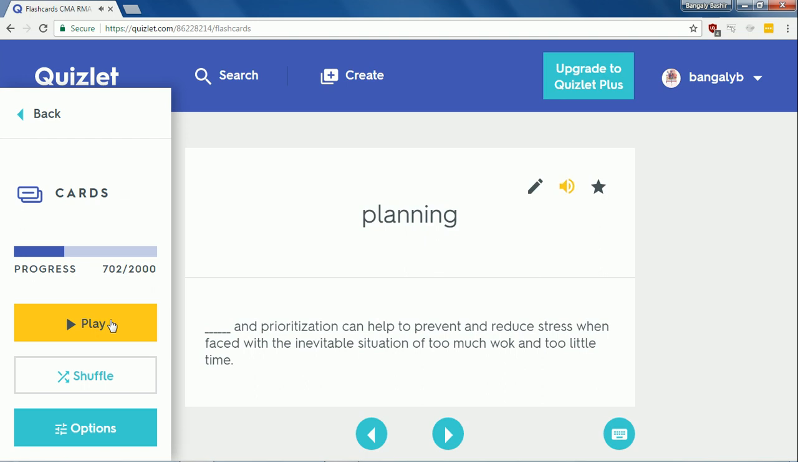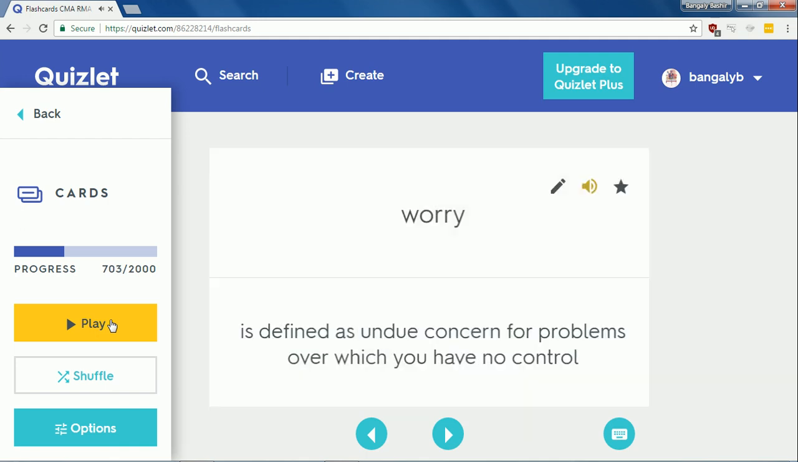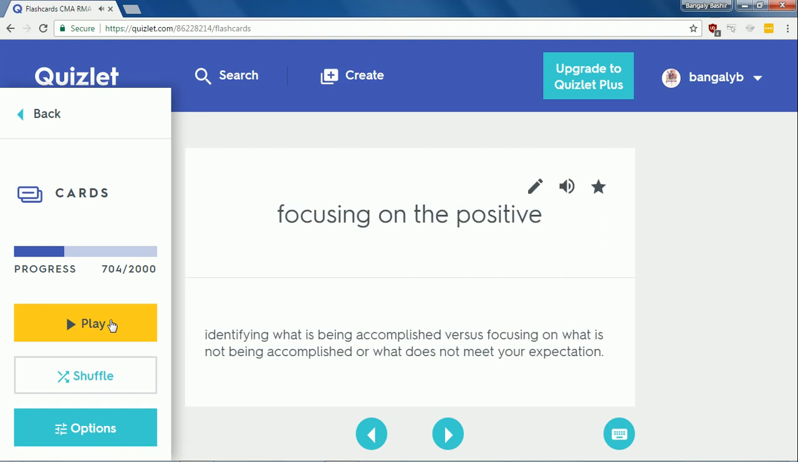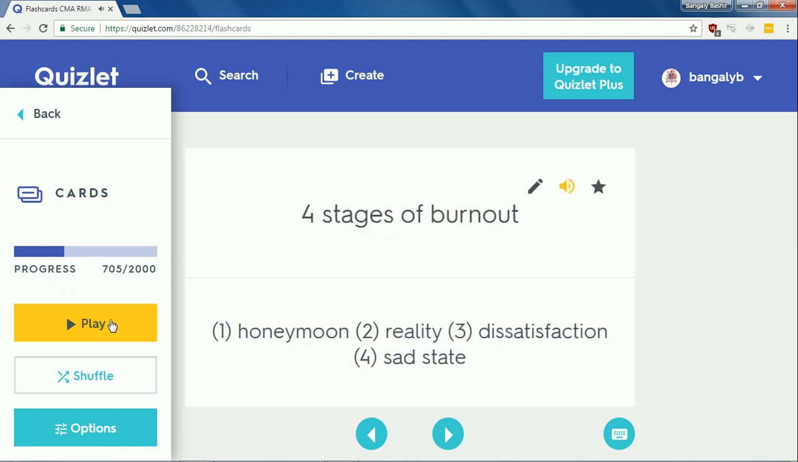Planning. Blank and prioritization can help to prevent and reduce stress when faced with the inevitable situation of too much work and too little time. Worry. Is defined as undue concern for problems over which you have no control. Focusing on the positive. Identifying what is being accomplished versus focusing on what is not being accomplished or what does not meet your expectation. Four stages of burnout. Honeymoon, reality, dissatisfaction, sad state.